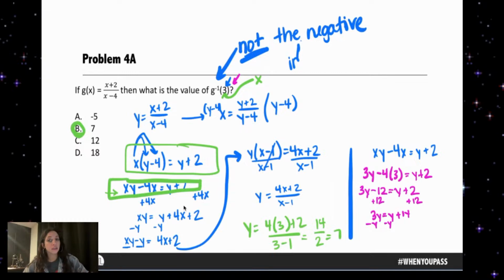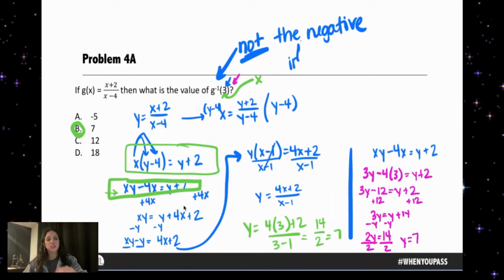Those are like terms because they're both just plain y's. So I have 2y equals 14. Divide both sides by 2. Y equals 7. Interesting how there's two different ways for us to solve it.